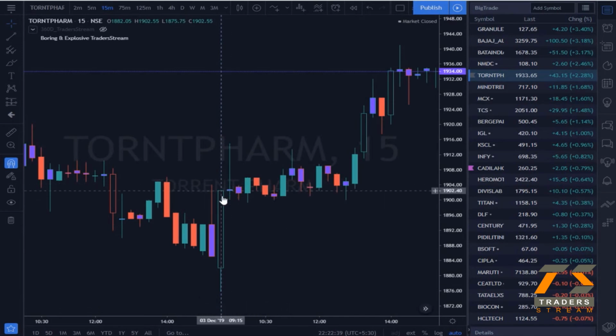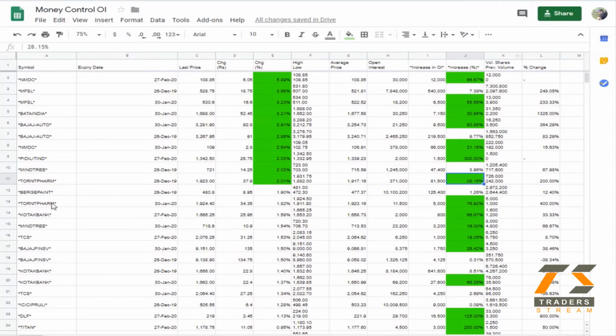So this is where the day started. If you can actually see, the day started here, 9:15. This is where the day started. Explosive move, right? So the first filter: did Torrent Pharma increase 1%, and was the open interest up about 20%? You can go ahead and check that here on the Excel spreadsheet.